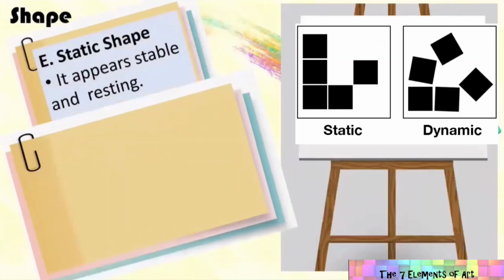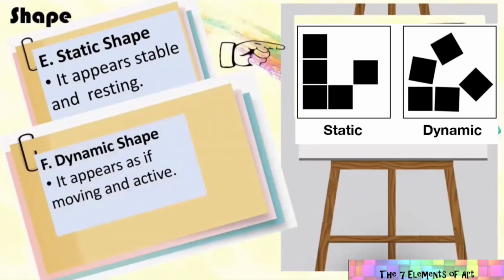Static shape appears stable and restful. Next, we have dynamic shape. It appears as if moving and active.